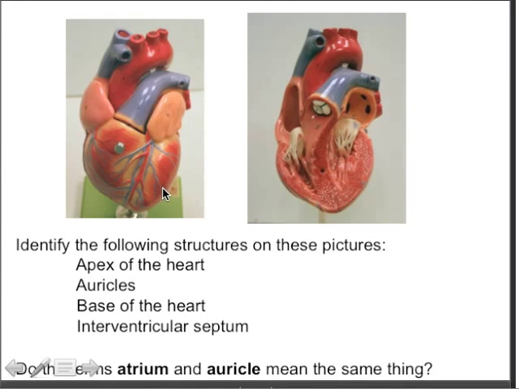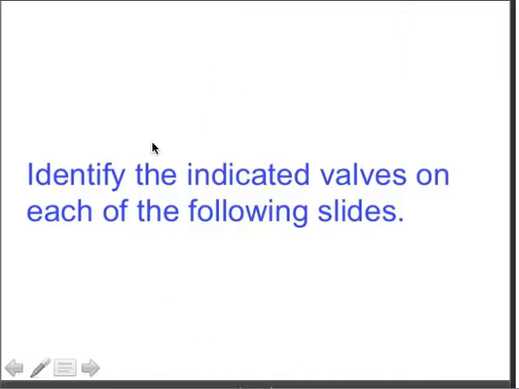The atria are the upper chambers of the heart. They have the flap-like tissues that surround the atria on the outside. They expand when they fill with blood.